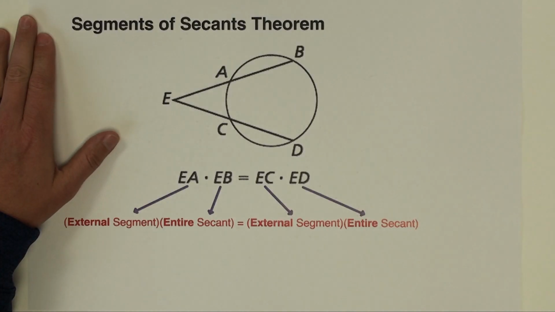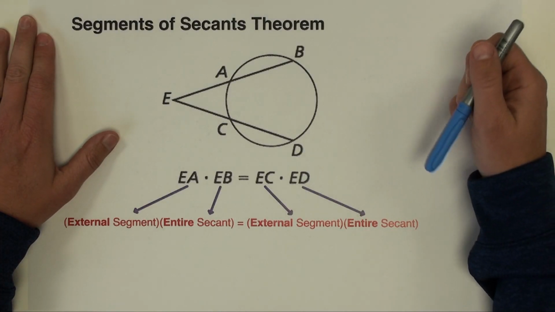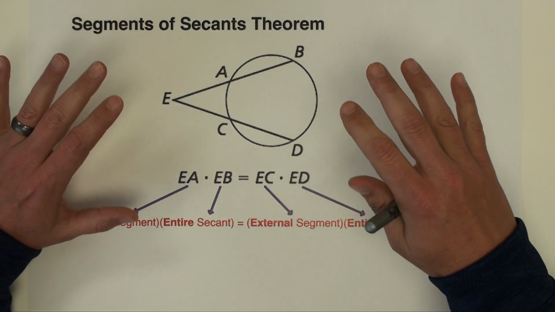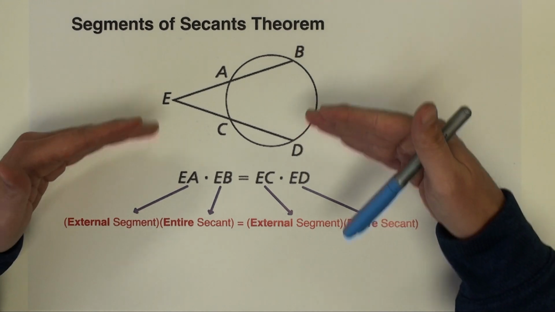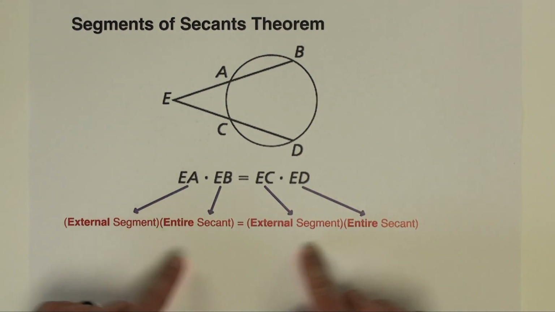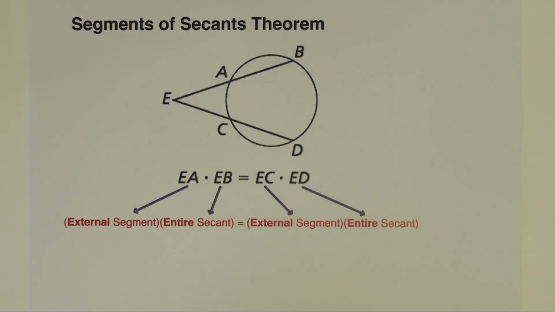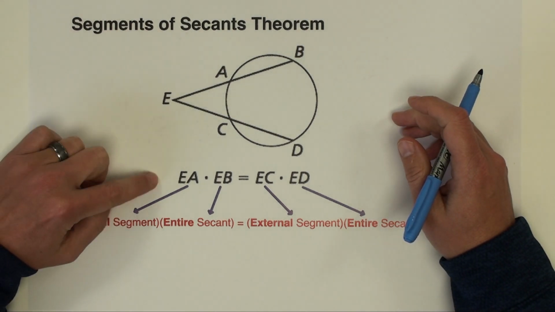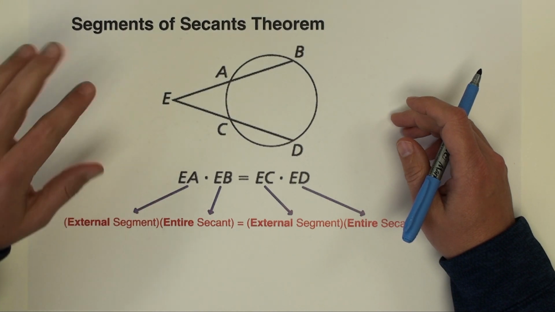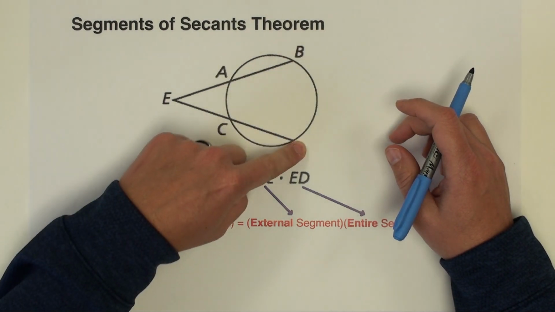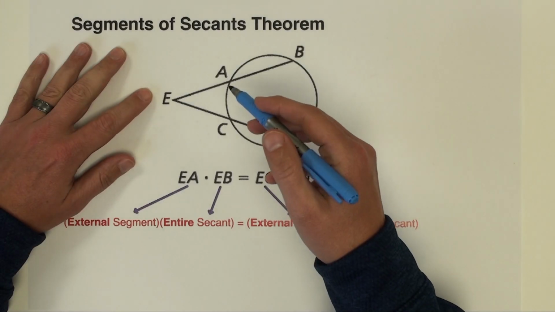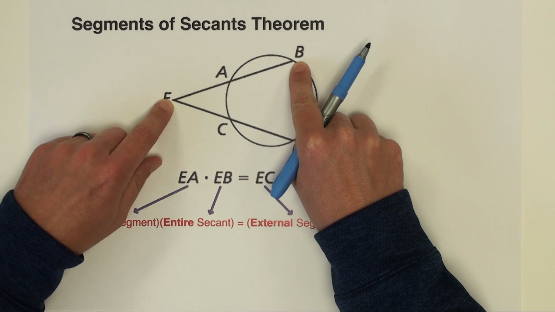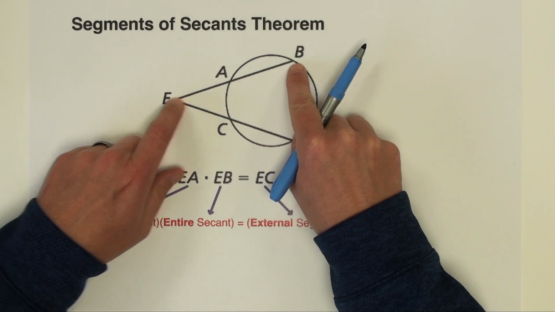This next theorem is called the segments of secants theorem. Instead of just presenting you with a wall of text that is the theorem, I thought we'd look at a picture. I've got a formula here and a description of the formula. But let's find the pieces in this diagram as it relates to this equation down here. So the way this works, we've got two secant segments, and the secant segment itself, EB, is divided into a couple smaller pieces here.